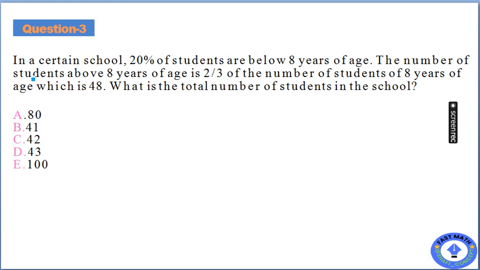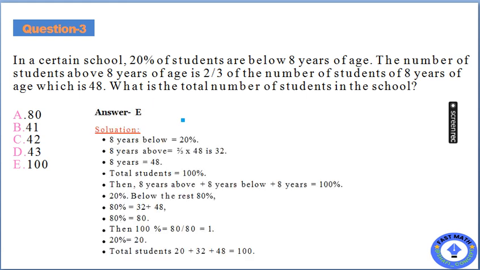This is the third question. In a certain school, 20% of students are below 8 years of age. The number of students above 8 years of age is 2/3 of the number of students of 8 years of age, which is 48. What is the total number of students in the school?